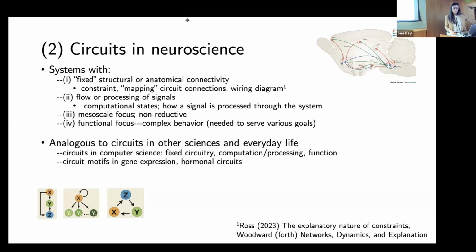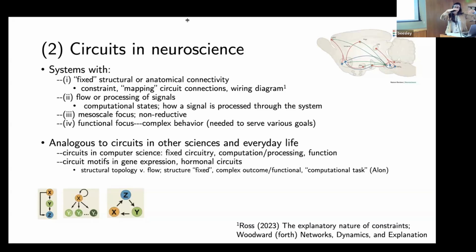Examples were these gene expression circuit motifs and hormonal circuits. One of the things that you see systems biologists indicate when they discuss these circuit motifs is that you need two main things to be able to explain their behavior. You need an understanding of the structural topology, and then you need to know the dynamics or the flow on top of that. You need both of those pieces in order to explain the complex behavior. Very interesting, because that's similar to this fixed structural anatomical connectivity and then that flow or processing of signals. Those are two very distinct types of causal elements in these systems.